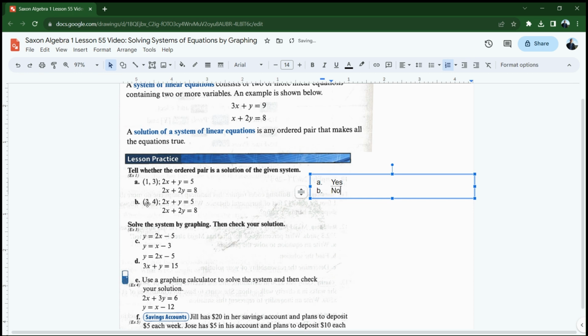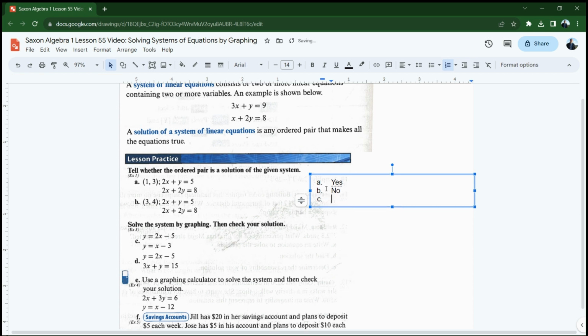If it was a solution for one equation and not the other, we would also say no, it is not a solution for the given system. But 3, 4 didn't solve either of these. So what we would find if we graphed these two lines, the point 3, 4 wouldn't be on either of them. If we graphed this first line, we'd find that the point 1, 3 is on that line. If we graph the second line, we see that the point 1, 3 is on this line, and we see these two lines cross at point 1, 3, and that's the solution.